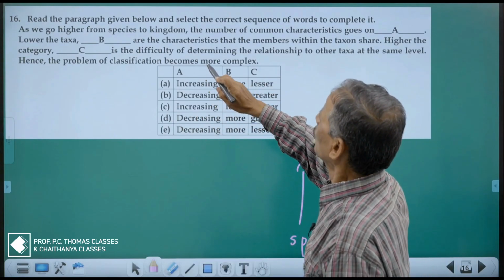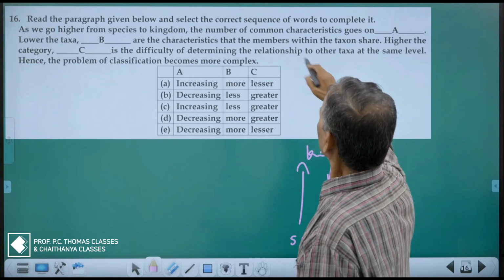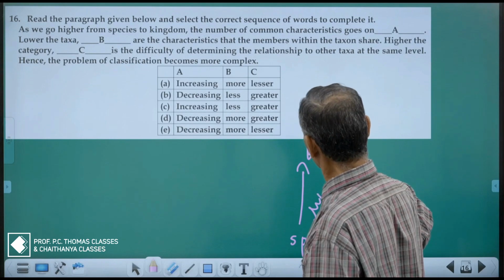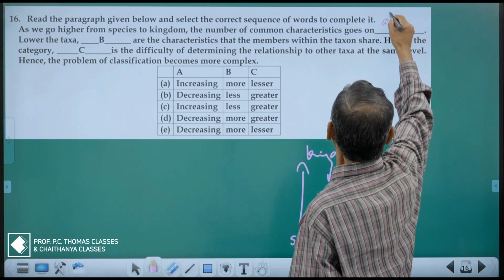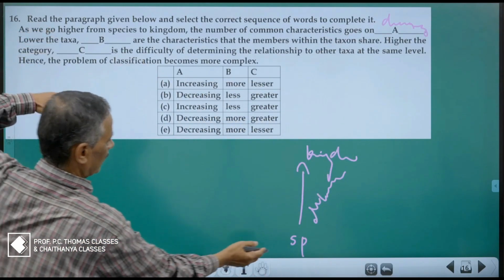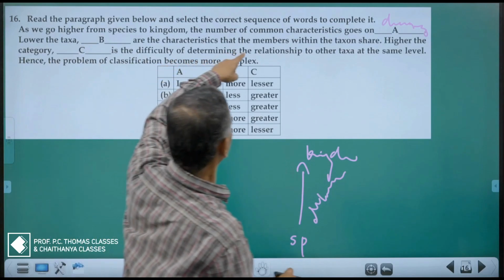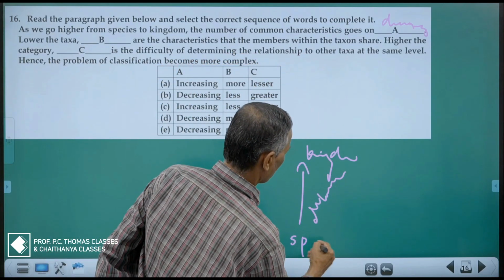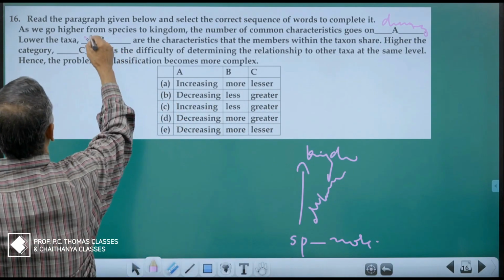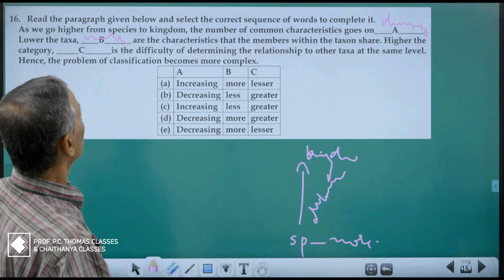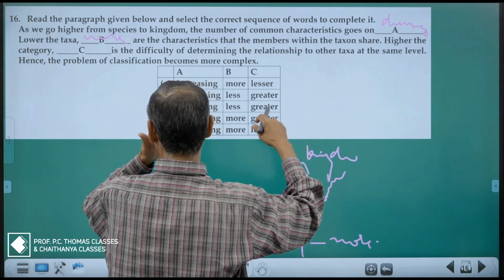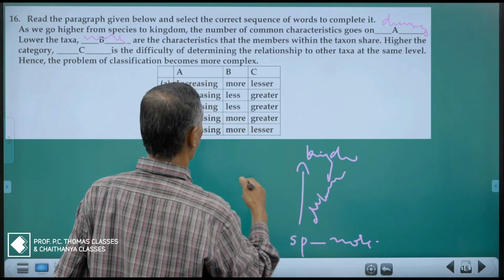As we go from species to kingdom, the number of common characters goes on decreasing. We have discussed this. So, A should be decreasing. Lower the taxa, that is in species, dash are the characters that members within the taxon share, more or less. Higher the category, in kingdom or in a higher category, dash is the difficulty, more is the difficulty.